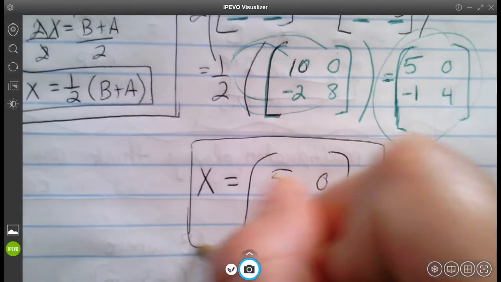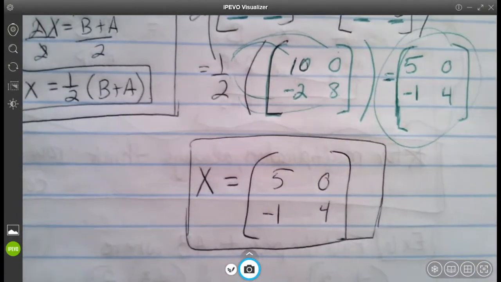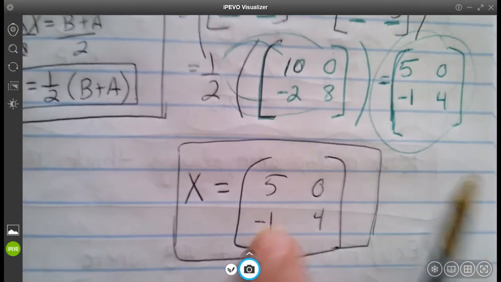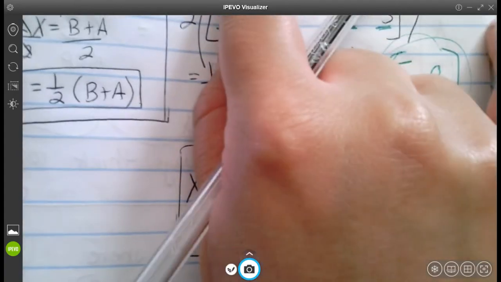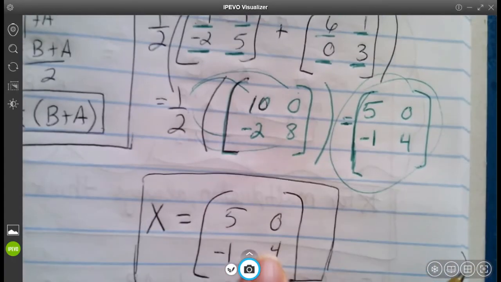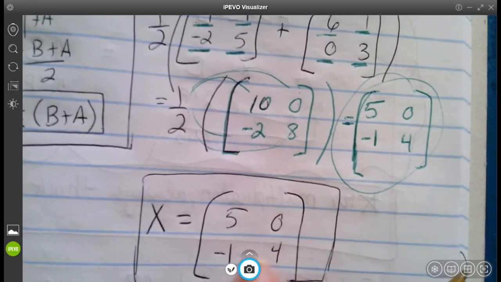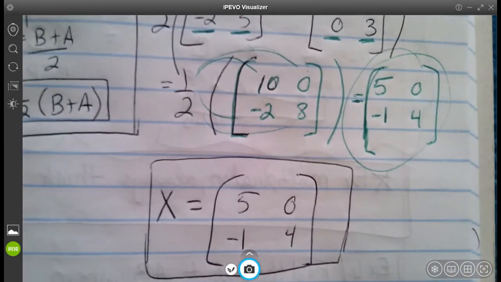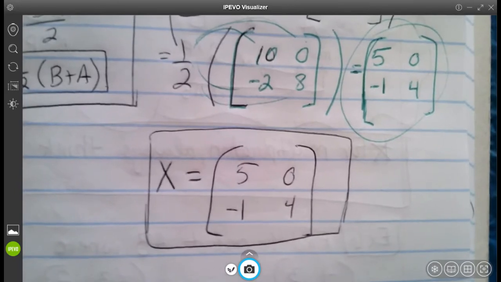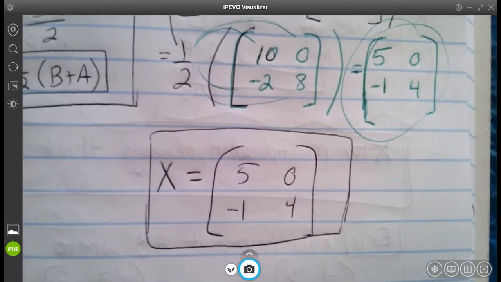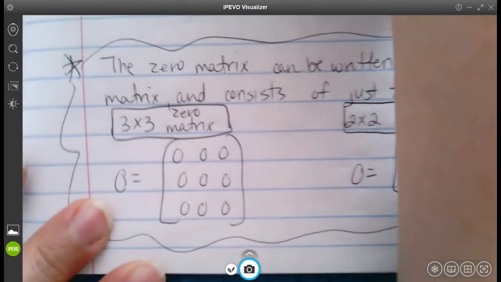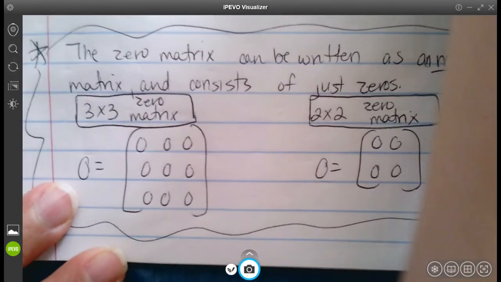If you wanted to check this, just like most equations, you could. You would plug all this back into what we got up here. So 2 times this should give me something, and if I subtract A, I should get B. We're not going to go through that because of the time, but basically it's the same as just plugging numbers back in.